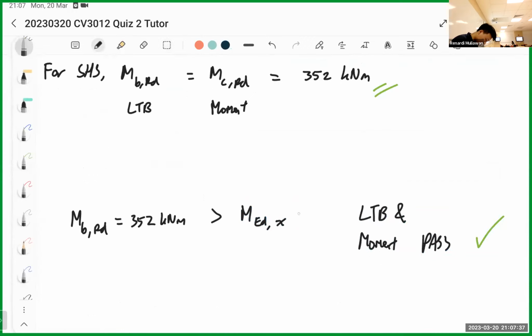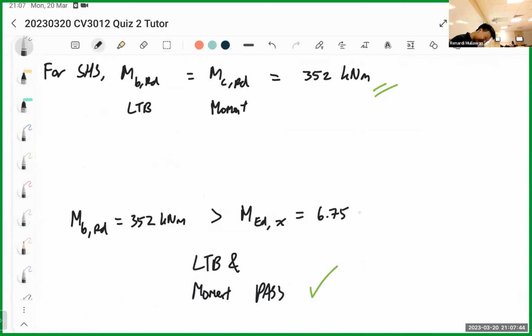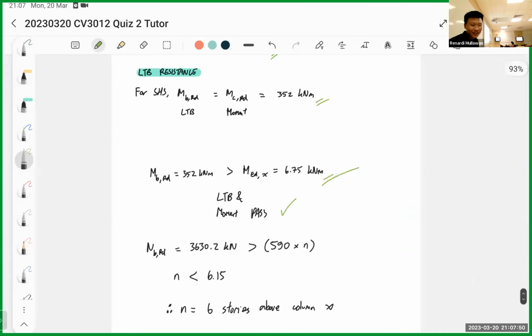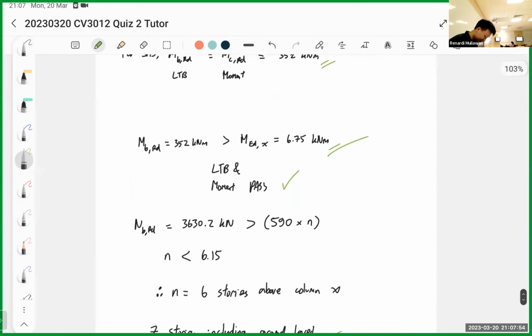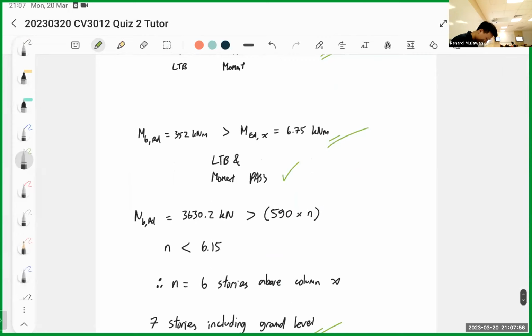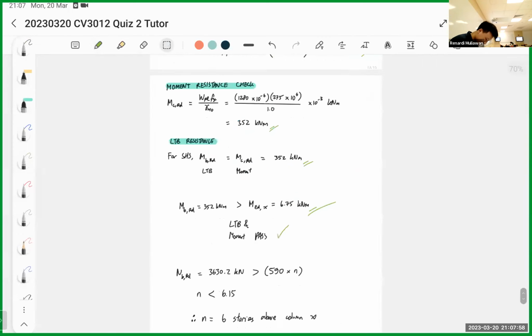So MEDX just now is 6.75, right? 6.75, which is way lower. Yes, yeah. Units. Okay, done. Wow, good job, guys. Good job. Okay. So that's all. Yeah, really that's all.